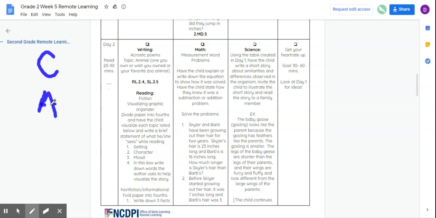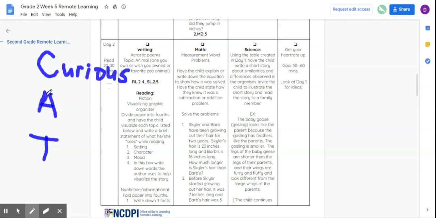So I'd write out cat like this. And then I have to figure out describing words that start with a C, an A, and a T that remind me of a cat. So when I think about a cat and I think about the letter C, I think that cats are curious. So I'd put curious there because cats are curious. They want to get into everything.